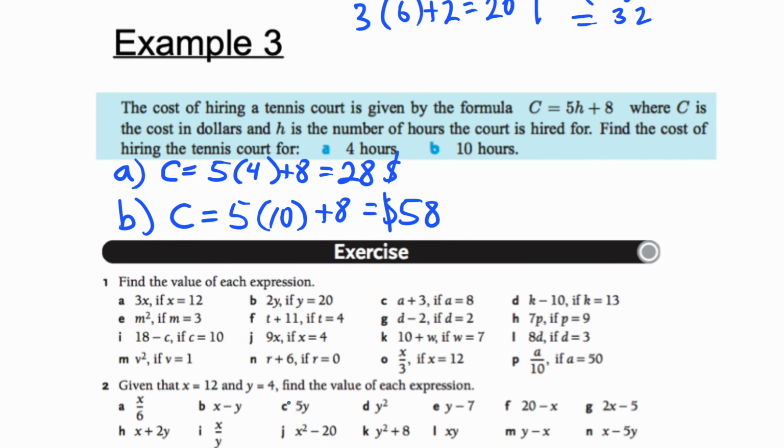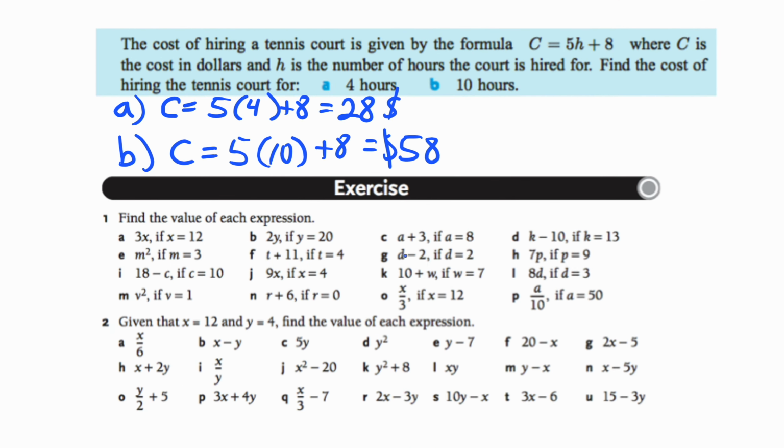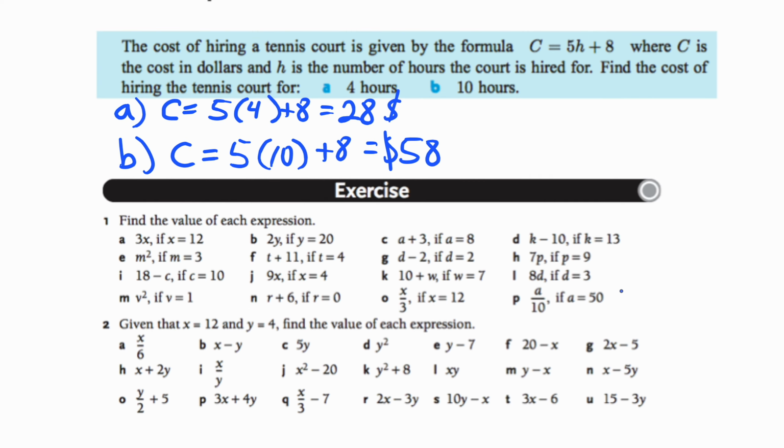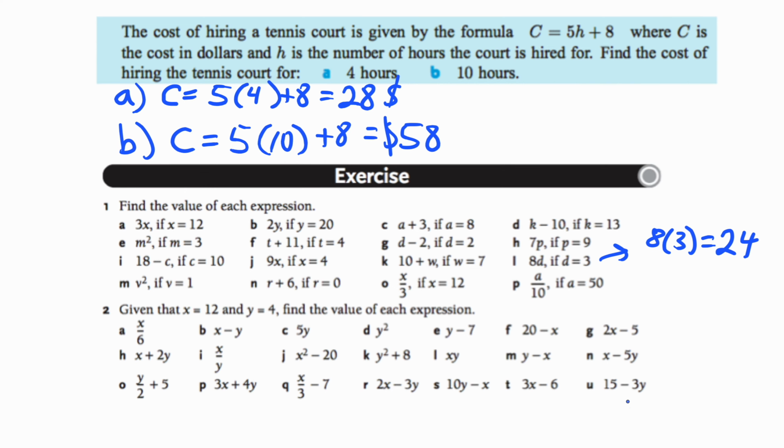Okay, and next we have a few exercises here. So you do the same kind of thing we just did above. Let me do one example. Let's do this one right here, number L. So we have 8d. So evaluate 8d if d is 3. So that means just 8 times 3, which equals 24. Okay, and you do the same thing down here, but there's 2 variables in this one right here.